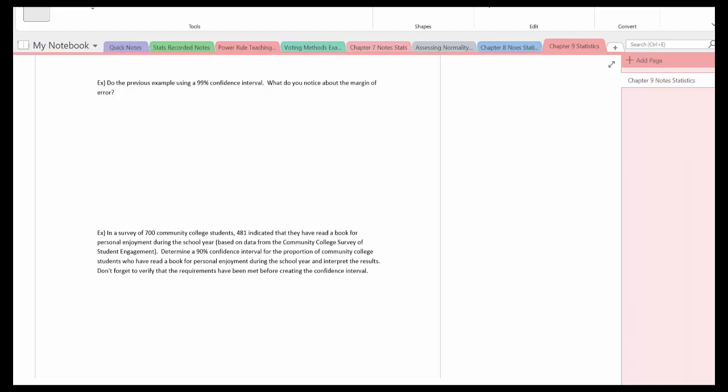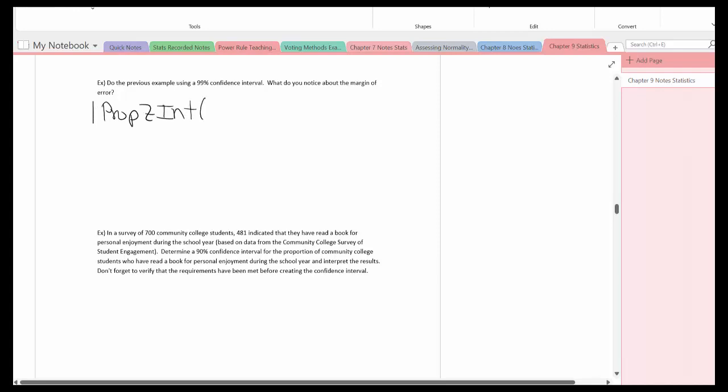So do the previous example using a 99% confidence interval. What do you notice about the margin of error? Okay, so first off, the conditions have already been met. I did that on the previous page. So what am I going to put in the calculator? So 1 prop Z interval, it'll be what? X, comma, N, comma, the percent confidence as a decimal.